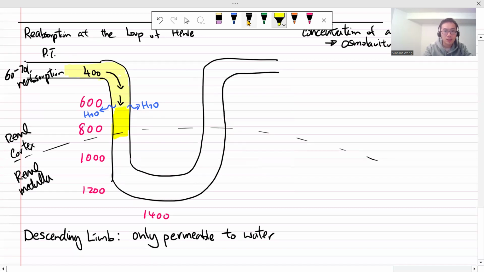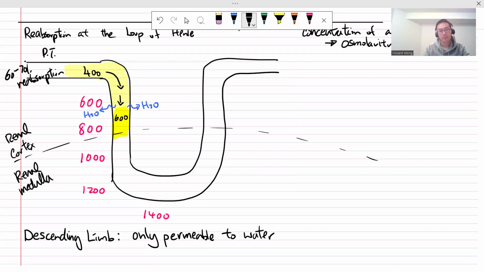A little bit more concentrated. It's gonna become like 600. It's gonna continue to go down. But as the filtrate moves to the next section, goes deeper into the medulla, the surrounding is now 800. Right? So more water will be absorbed. That's why it needs to be saltier and saltier as we go deeper and deeper into the medulla, because you need to always be higher than the concentration of the filtrate in order to keep on drawing the water out. Okay? So afterwards, this will become 800.